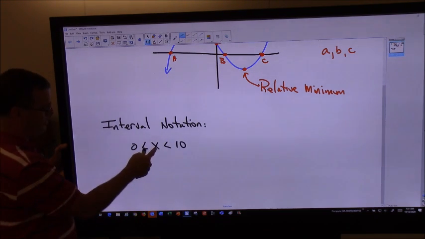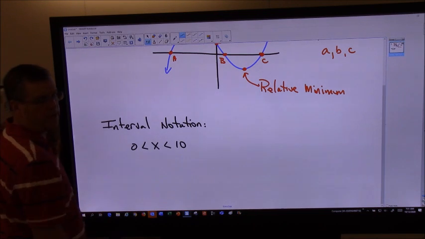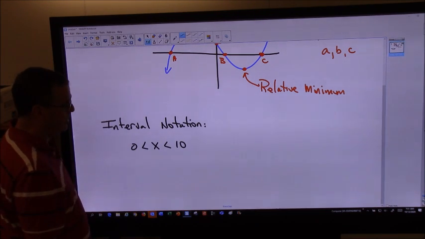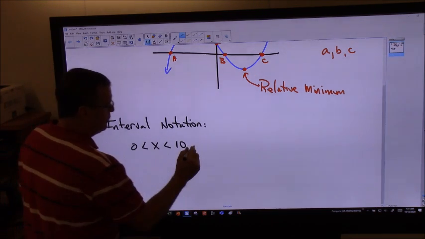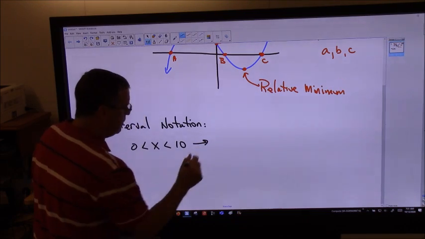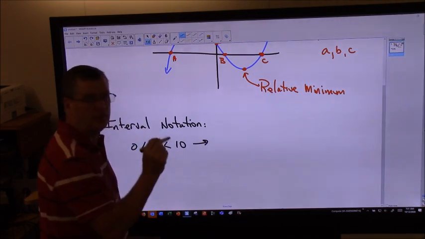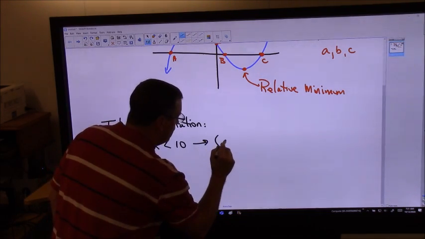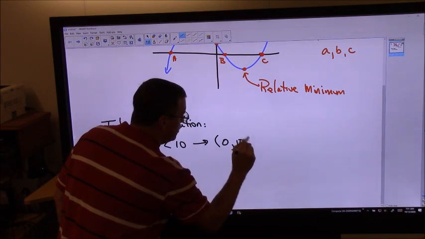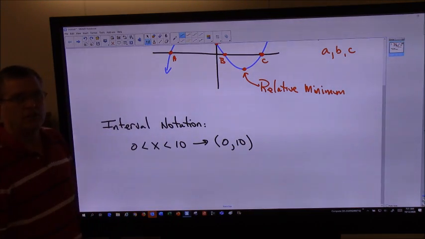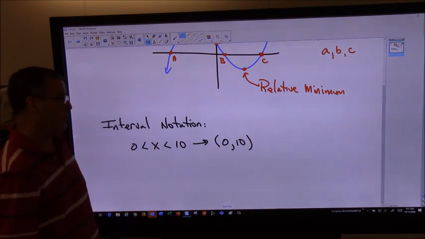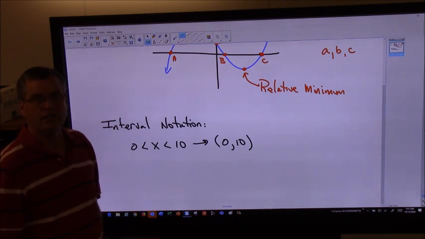Okay, so I'm saying my x values can be anything between 0 and 10. You can't go outside of that range. So in interval notation, we would say that that is the interval, this is going to look weird, from 0 to 10. Now the reason I say it looks weird is, to me that looks like an xy coordinate, right?